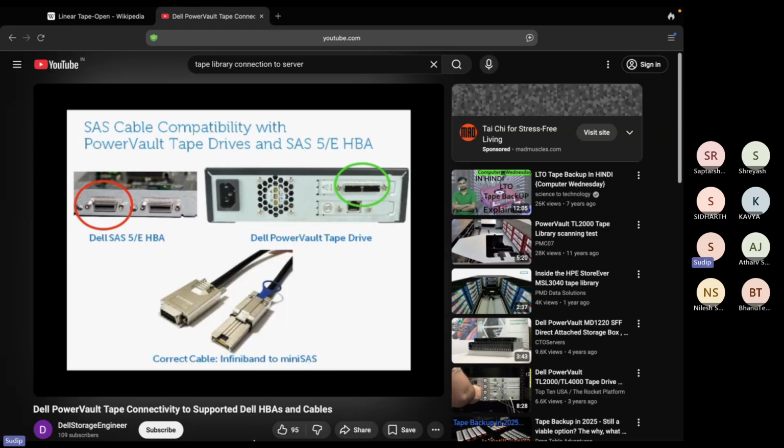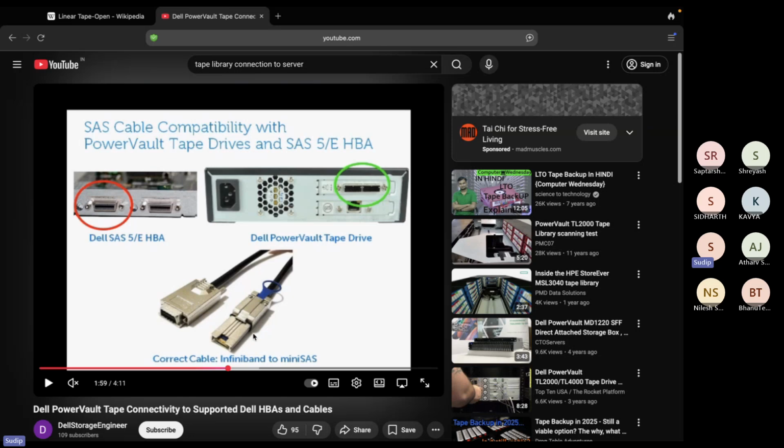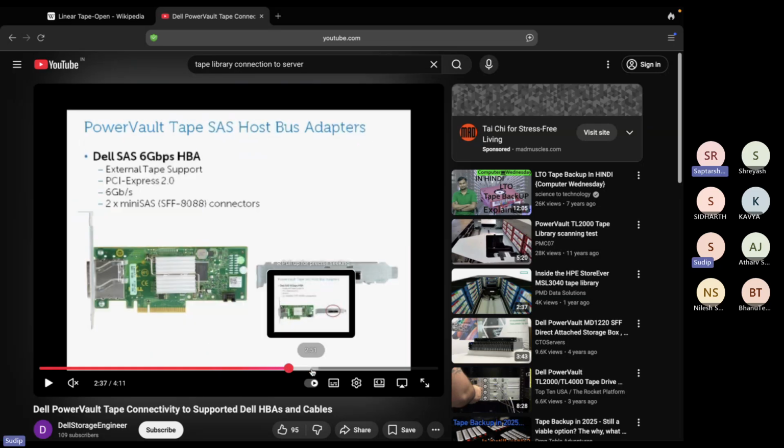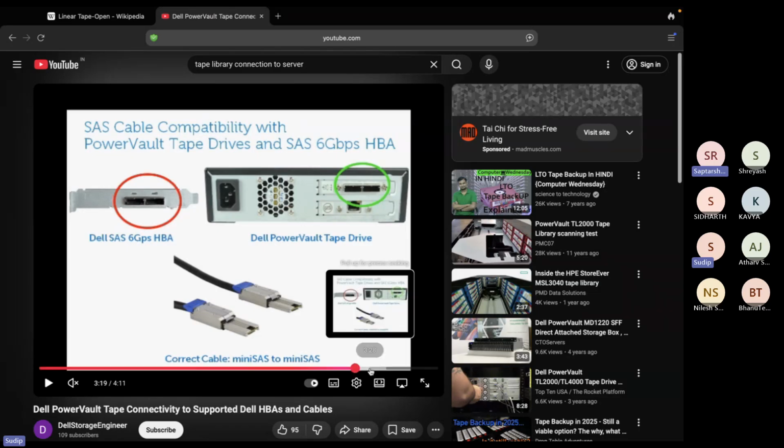The SAS cable will look something like this. This is of course InfiniBand to mini SAS, but many a time SAS cable will have the same kind of connector on both sides. Then you have a 6 Gbps SAS cable, and you have 12 Gbps SAS cables also. The only thing is the physical connectivity, the cable will look different, and because of the change in media, the speeds will vary.